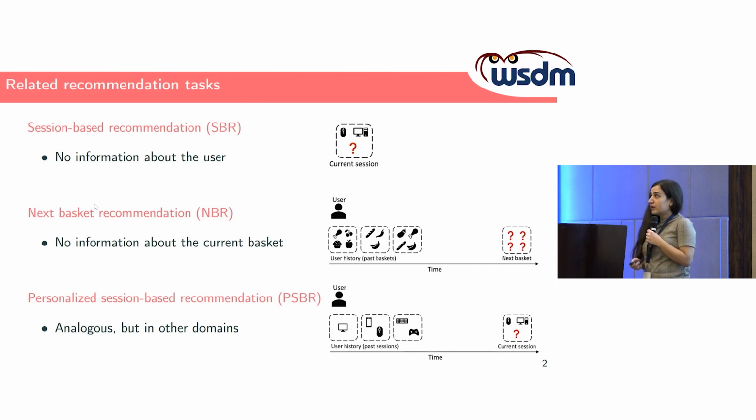Another related task is personalized session-based or session-aware recommendation, which is exactly similar in terms of what we have as input and output. But the difference is that this task is usually studied in other domains, not in grocery shopping. Studies on grocery shopping have shown that this domain has very particular characteristics. The most important one is that users or customers tend to repurchase items, so they have repeat items in their transactions that they repeatedly and regularly buy.